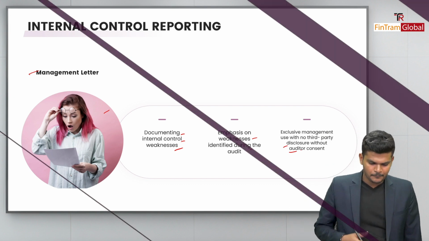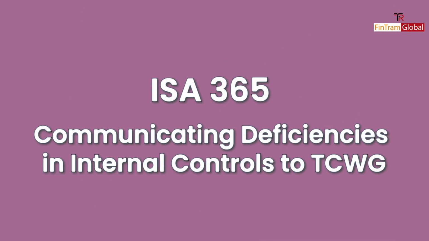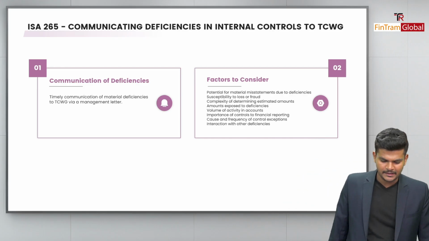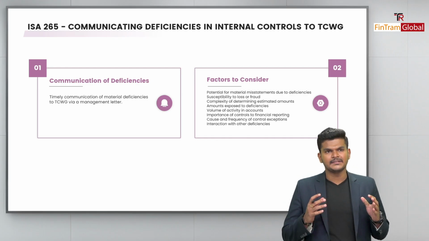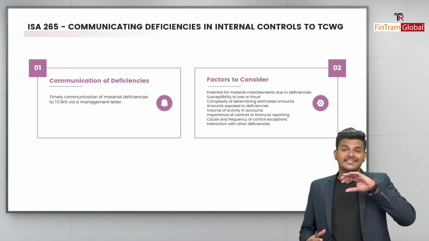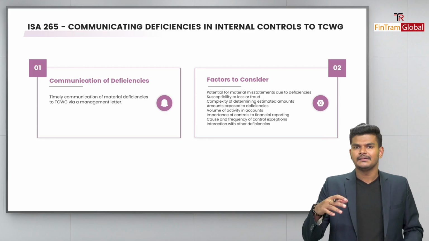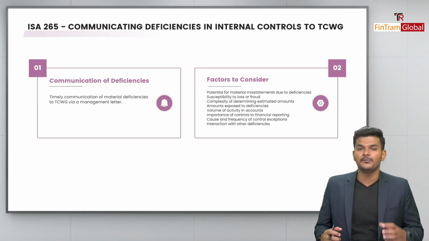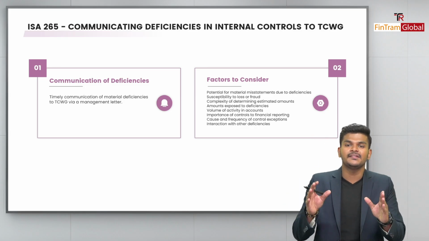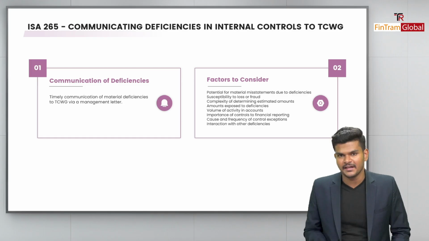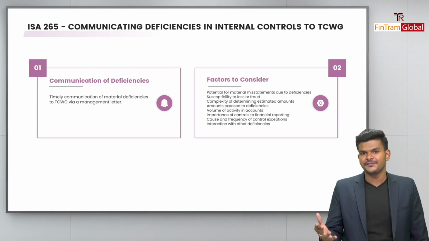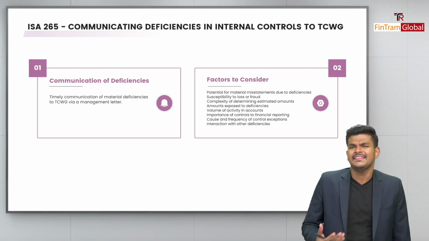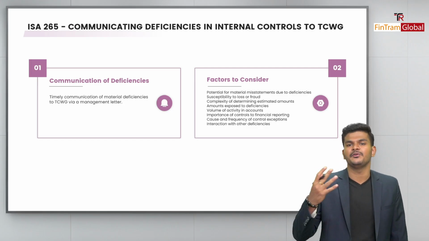Now, moving on to the next one, we have ISA 265, communicating deficiencies in internal control to those charged with governance. There are two types of deficiencies: significant deficiencies, and not-so-significant deficiencies. For the significant deficiencies, we communicate them in formal writing to those charged with governance through a management letter. For the other deficiencies, we don't have any responsibility to communicate them, but ethically, since it's the right thing to do, we orally communicate them to the management.